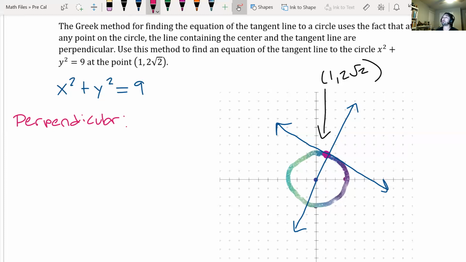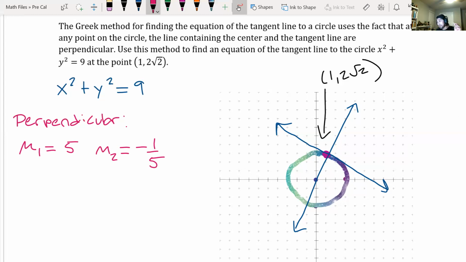So if two lines are perpendicular, this means that they are negative reciprocals of each other. If slope 1 is, I'll just make a number, 5, this means that if you're perpendicular, slope 2 is the negative reciprocal of 5. So what would the negative reciprocal of 5 be? Good. The negative reciprocal of 5 would be negative 1/5. So this is what it means to be perpendicular.